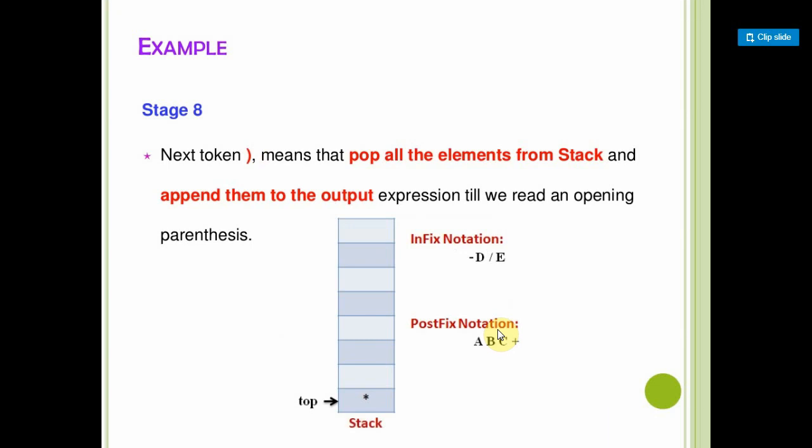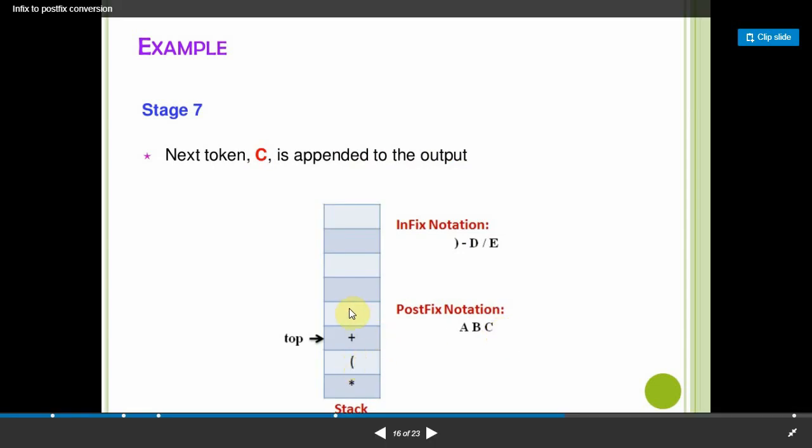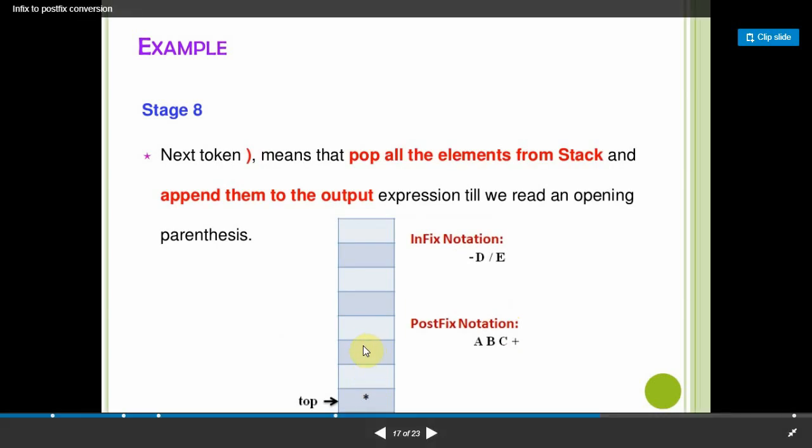Right parenthesis. Whenever a right parenthesis comes, you have to pop all the operators in between the left and right parenthesis. See this? This is the left parenthesis and the right parenthesis will come here. In between, how many operators are there? Only one operator. Pop plus and add it to the postfix notation and remove both parentheses. See this? I have removed both the parentheses and I have popped the in-between operator plus and appended it to the postfix notation.